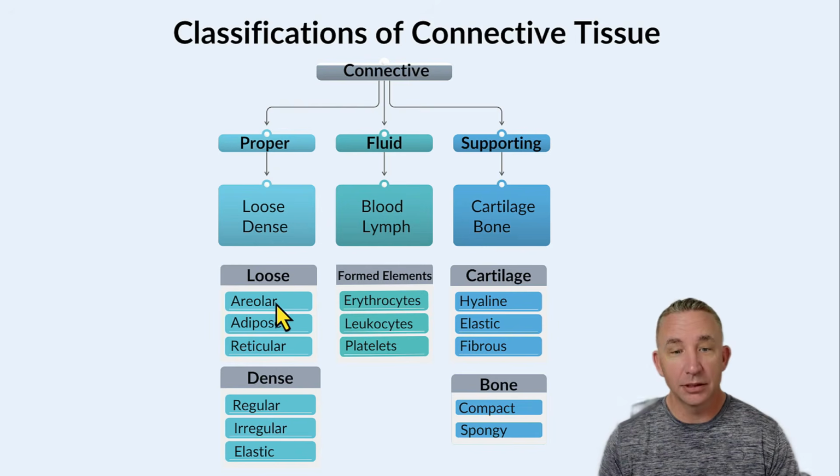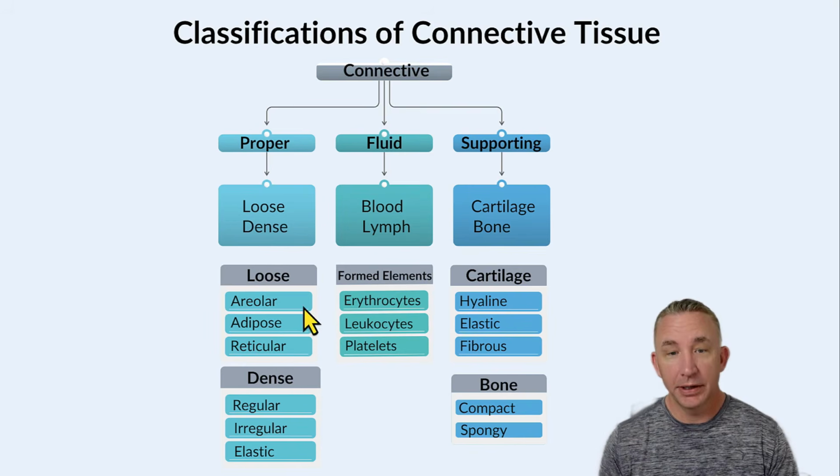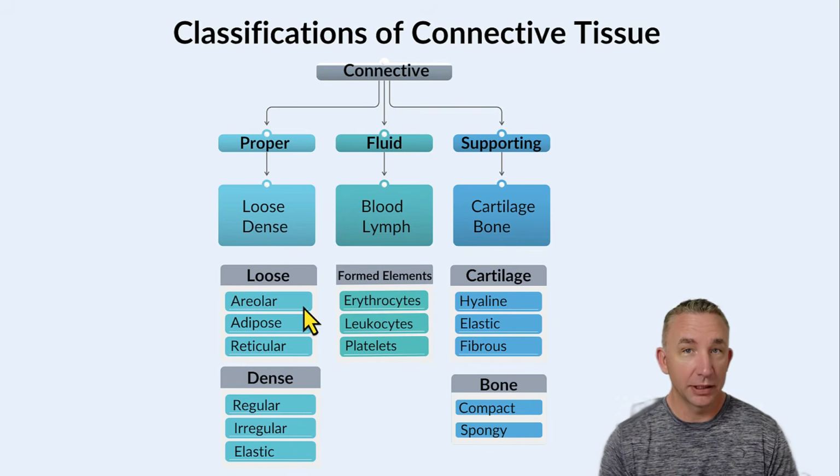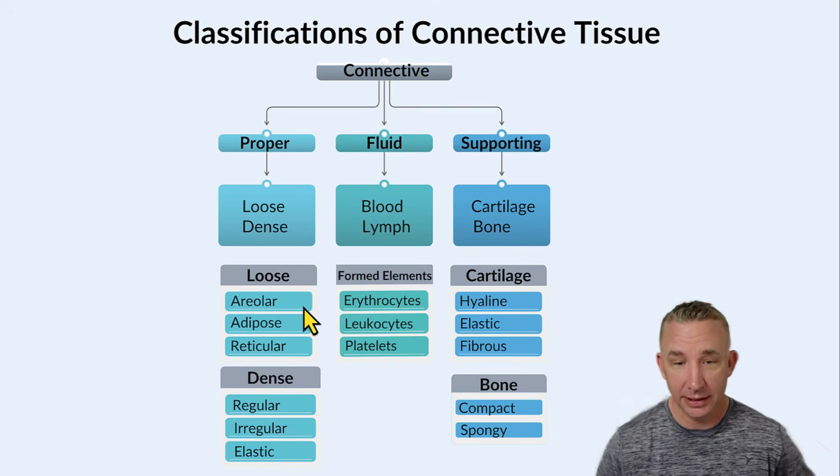So 3 types of loose: areolar, adipose, and reticular. So areolar, we find, it's widespread, but we find it in the dermis, specifically at the papillary layer of the dermis, so just deep to the epidermis. We'll come back to that.